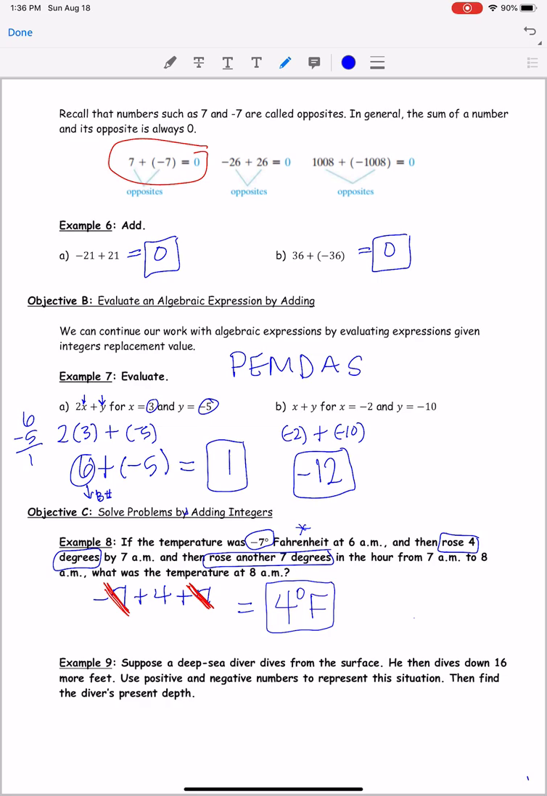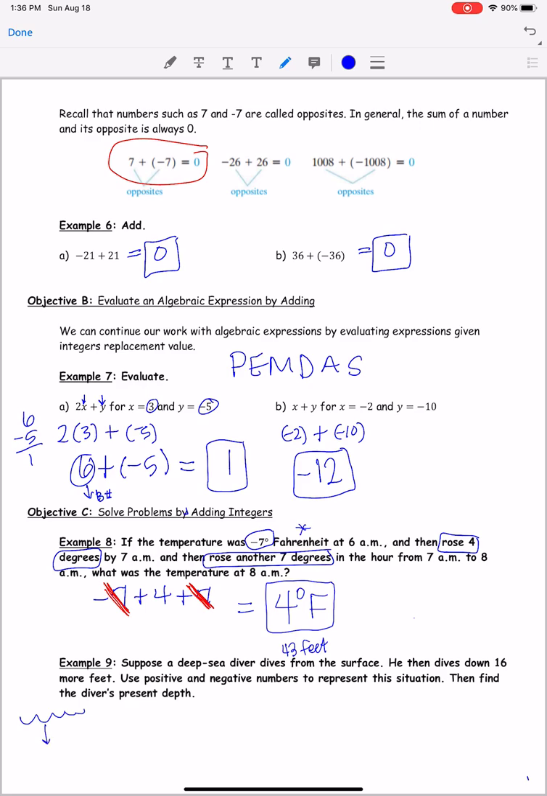Number 9, suppose a deep sea diver dives from the surface. He dives 16 more feet. Use positive and negative numbers to represent the situation, then find the diver's present depth. So I think I forgot to number in here. So let's say that this deep sea diver dives 43 feet from the surface. Then he dives another 16 more feet.